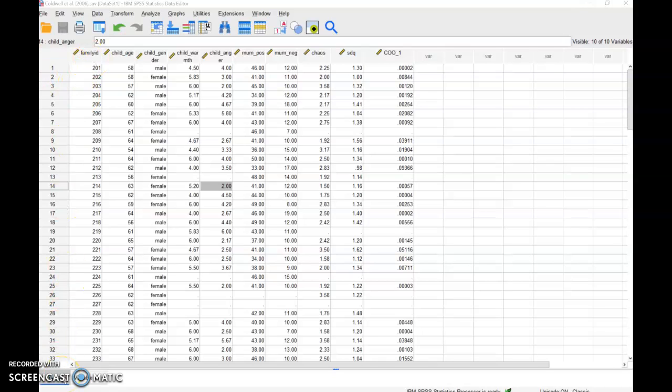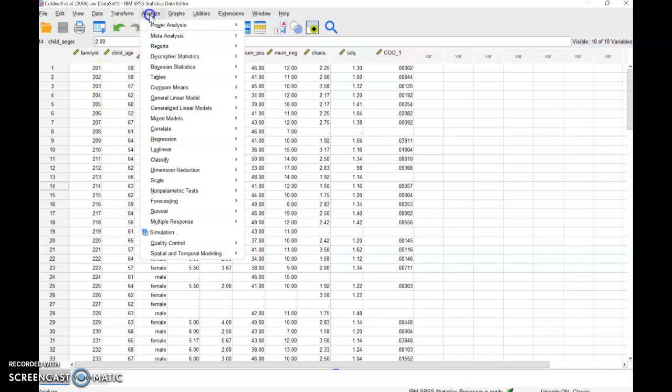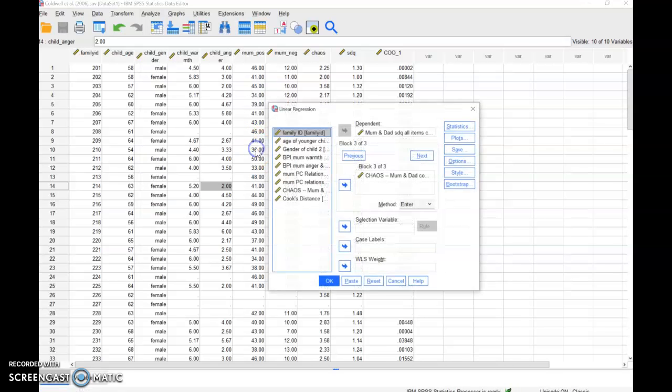So in order to conduct the hierarchical multiple regression, we're going to go to Analyze, Regression, Linear. For block 1, the dependent variable is going to be mom and dad adjustment scores, and then we're going to put age and gender in this box.